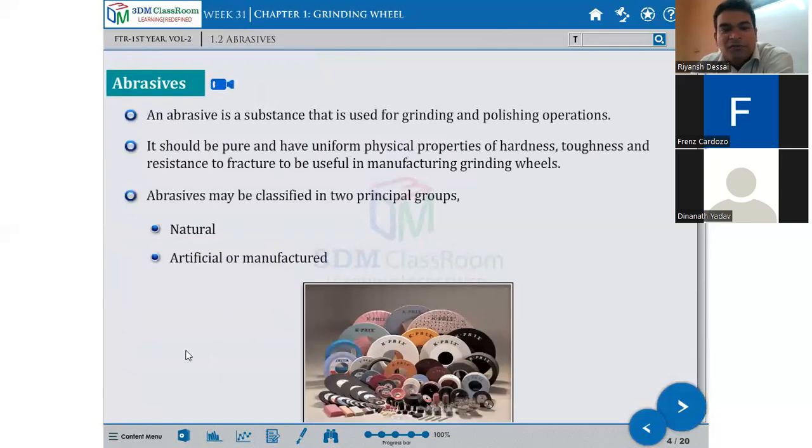Now next is abrasive. An abrasive is a substance that is used for grinding and polishing operations. It should be pure and have uniform physical properties of hardness, toughness, and resistance to fracture to be useful in manufacturing grinding wheels.